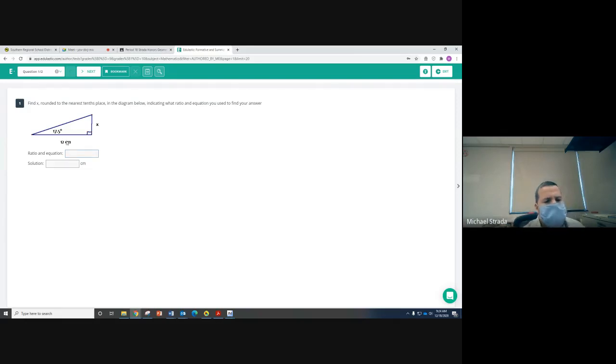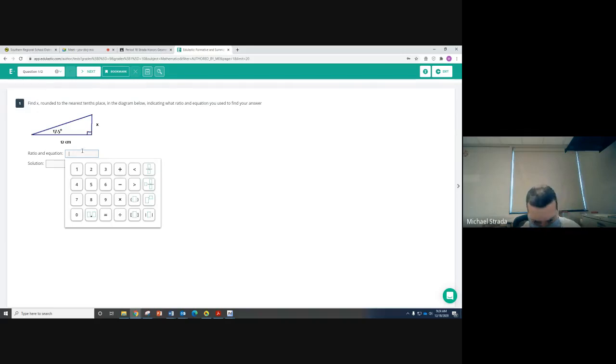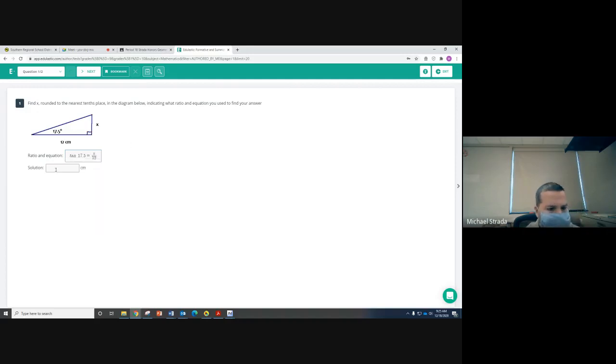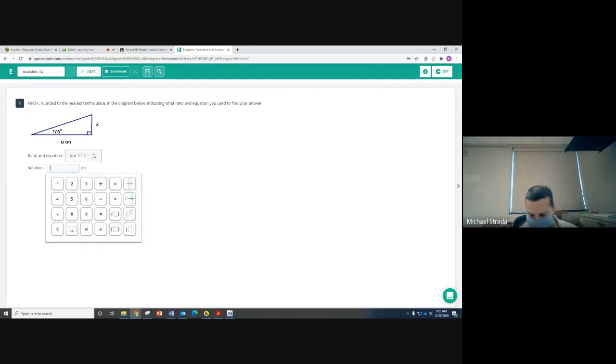All right. So we have 17.5, we have x over 12. Hypotenuse is not involved, so it's tangent. So I'd expect you to put in tangent 17.5 equals, and then this is your fraction button. The opposite, which is the x, over the 12. And then your solution would be whatever it comes out to be. You end up doing 12 tangent 17.5, and you would get 3.8 centimeters.